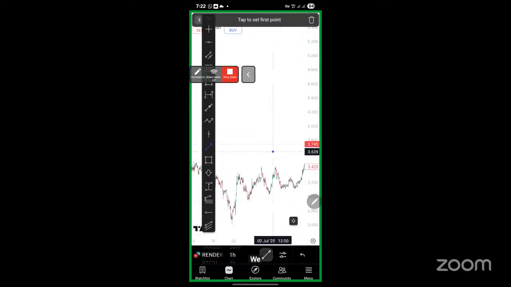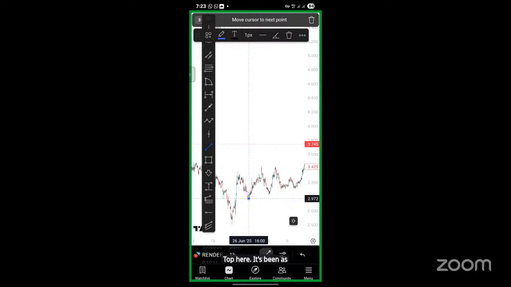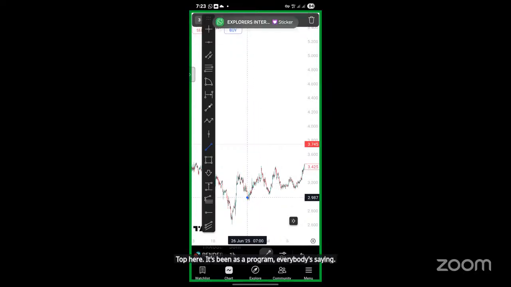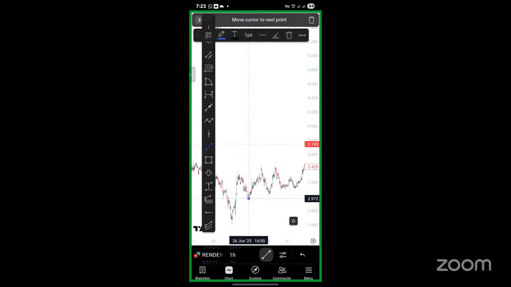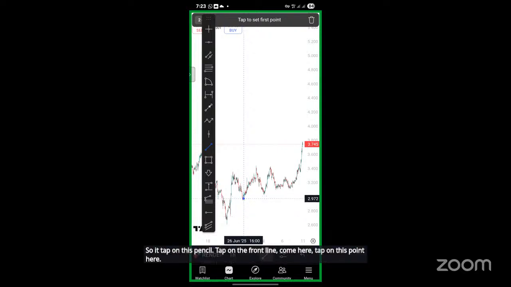We shall draw our trend line. For example, I tap here on the top. Tap here. This pen is a problem. Let me put it inside. Tap once on the screen. So you tap on this pencil, tap on the pen line, come here, tap on this point here. Then we're drawing it.